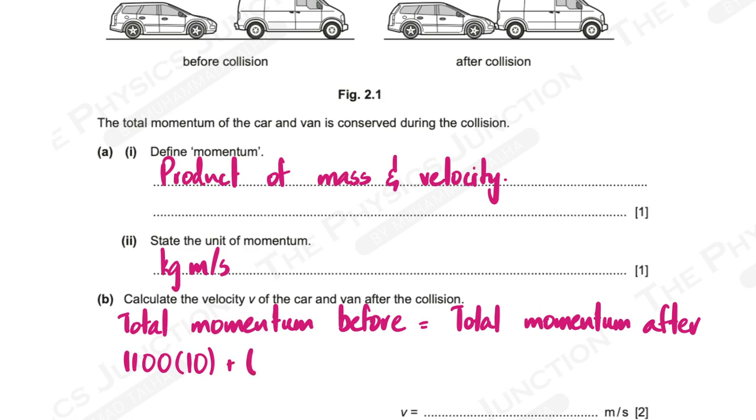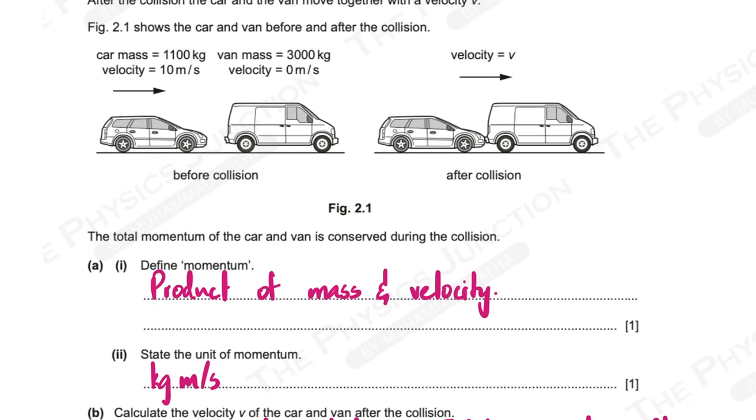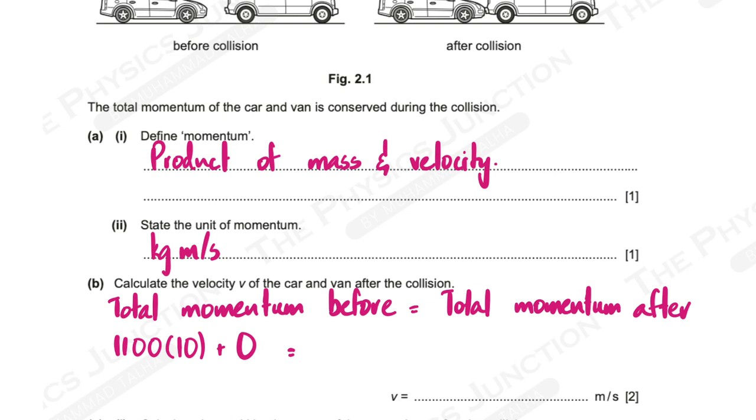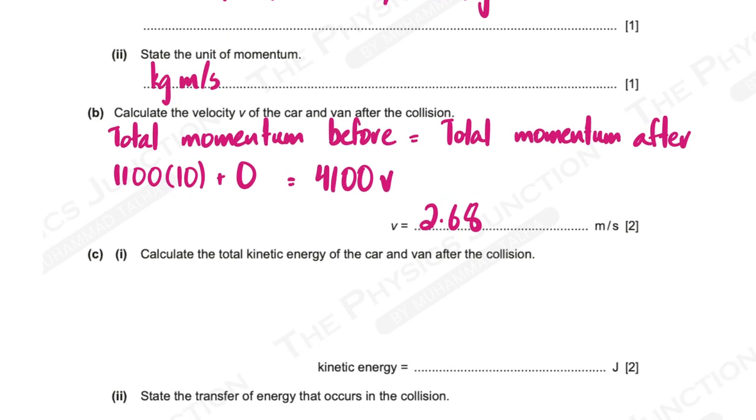If you want to write this, you can. If you don't want to, that's also fine. Afterwards they stick, so the combined mass is 3000 plus 1100, which is 4100, and this is its velocity after. Now I just need to find this out. So this turns out to be 2.6829. You can write 2.68 correct to 3SF or 2.7 correct to 2SF.